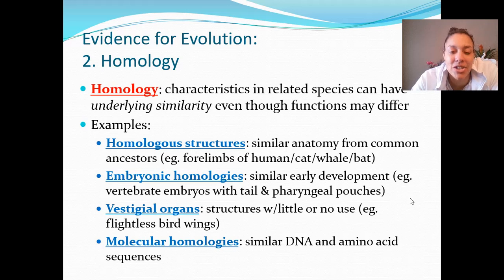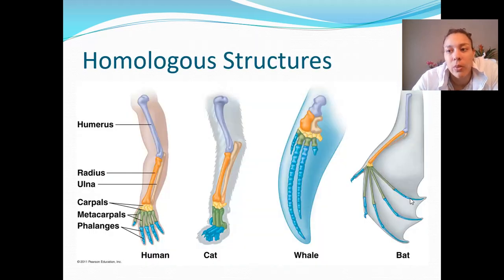Embryonic homologies are going to suggest that there is some sort of common ancestor based off of the similarities in early development for different species. Vestigial organs or vestigial structures are going to be structures or organs that no longer serve a purpose or have very little use for that species, which suggests that their common ancestor once did, and that they evolved to no longer need that, which we'll look at some of those. And then molecular homologies is basically looking at gene sequencing and comparing different species' gene sequences and seeing how we're 99% the same, and there's only 1% that's different.